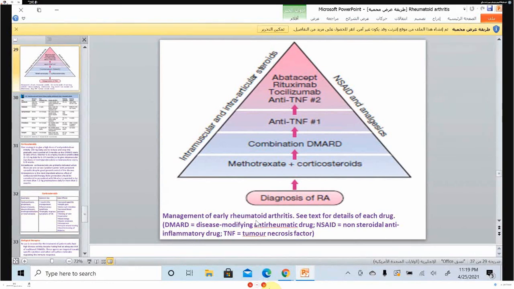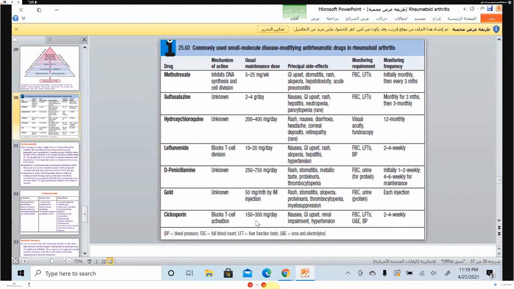Sometimes we need a combination of disease modifying anti-rheumatic drugs. If that fails, anti-tumor necrosis factor, meaning we start biologicals, tumor necrosis factor 1, then if that fails, tumor necrosis factor 2 and its group. Here we can use non-steroidal drugs and analgesia all along, and we can use intramuscular or intra-articular steroids. The commonly used small molecule disease modifying anti-rheumatic drugs are methotrexate, sulfasalazine, hydroxychloroquine, leflunomide, D-penicillamine, gold, and cyclosporine.